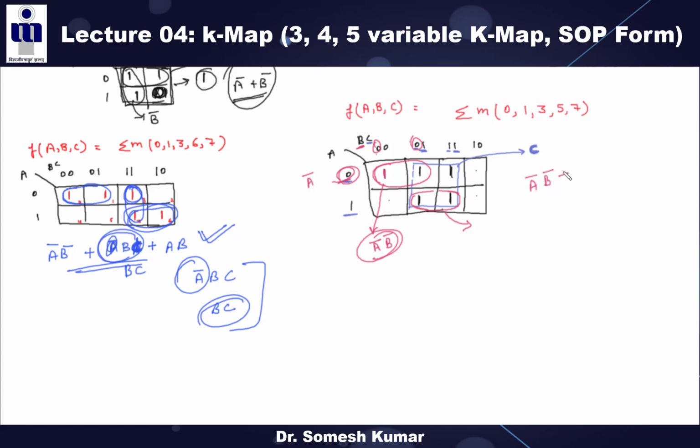A bar, B bar plus C. Clear? From any book you can try more examples of 3 variables and 2 variables. Now I am giving you one more example of 3 variables, then we'll move to the 4 variables.